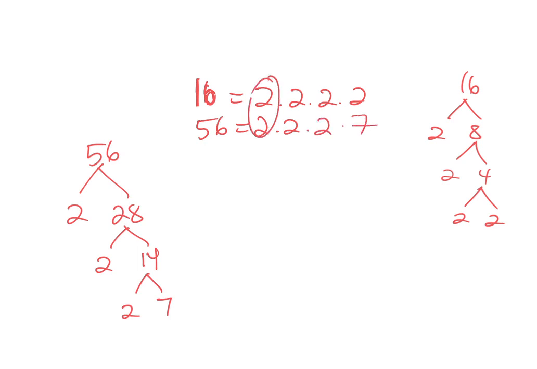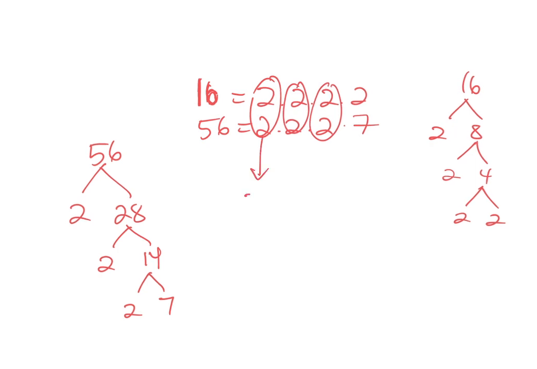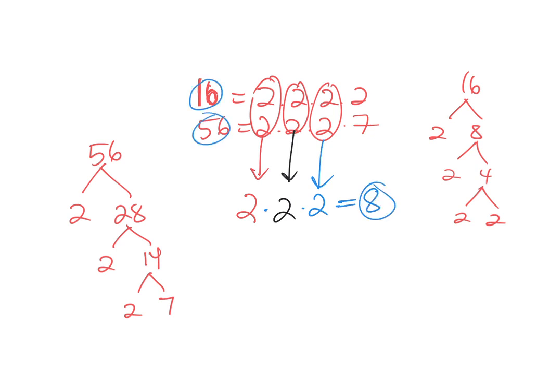This is common, this is common, this is common. So you bring down one 2 to represent each of those pairs. So 2 times 2 times 2, and your answer is 8. So the greatest common factor of 16 and 56 is 8.